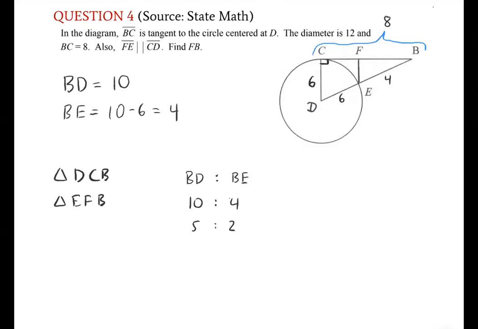So the length of FB will be equal to the length of BC times 2/5. We know that BC is 8, so we multiply 8 by 2/5, and we get 16/5. That's also equal to 3 1/5, and that's our answer.